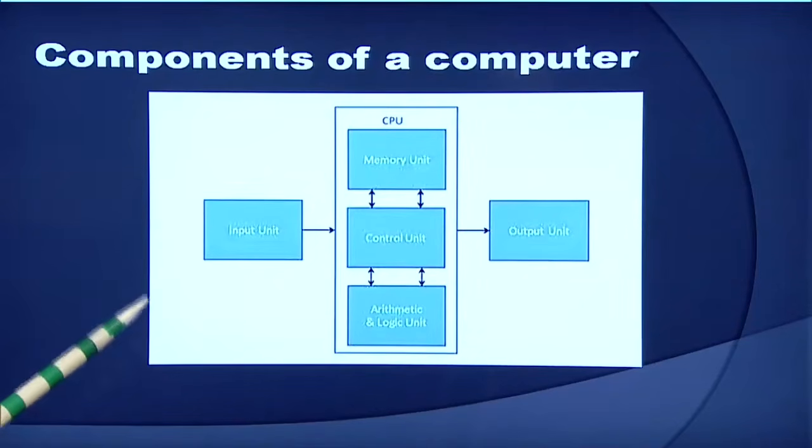The next we have the output unit. The output unit is a device which will actually display the result after the computer processes the data using CPU. So, the output unit will convert the computer understandable data into human readable form and will display it on the output devices.